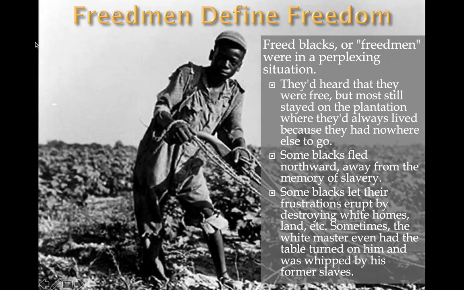So when we're looking at the freedmen, a lot of freed blacks, or what they call freedmen, are in a very perplexing situation. And we can look to Solomon Northup in 12 Years a Slave and just how his situation is. He was a free black man who obviously gets kidnapped and sold into slavery. And every time he tries to tell somebody his story, that he is a free black man and this is a mistake, they whip him, they beat him, and he really never gets an opportunity to have his story heard.